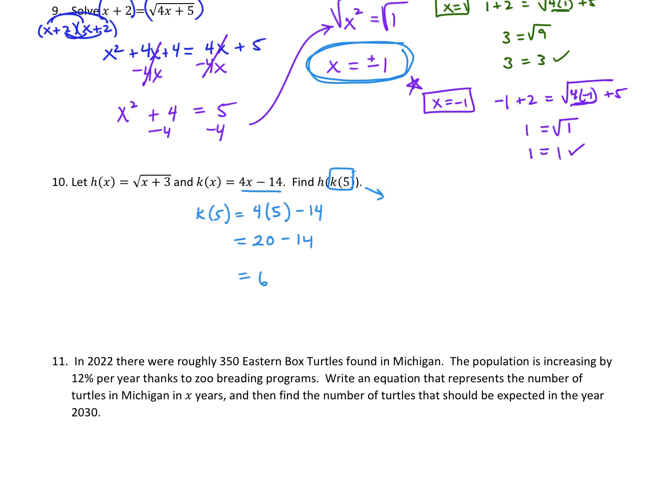So if I come back to the composition, it was h of k of 5, but k of 5 is 6. So I'm just going to replace that with a 6. And now we're going to find h of 6. So that tells us to grab our h function and plug a 6 in for your variable. So our h function is the square root of x plus 3. So we're going to do the square root of, we're going to replace the x with a 6 plus 3, and then just simplify this. 6 plus 3 is 9, and the square root of 9 is 3. So our final answer of this composition is 3.